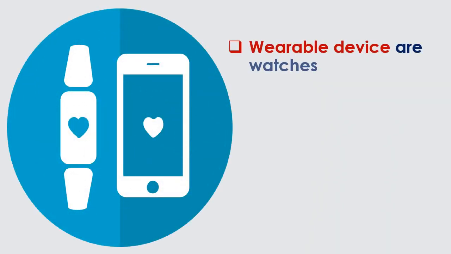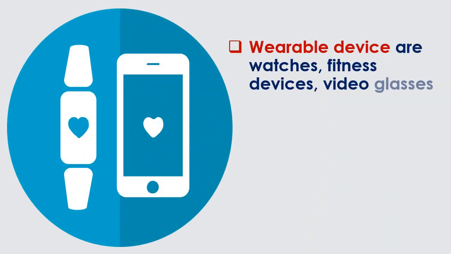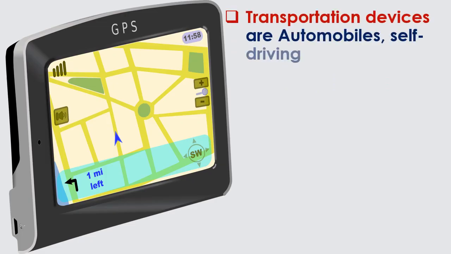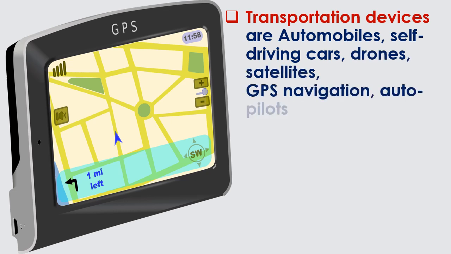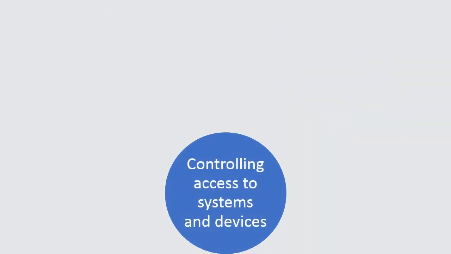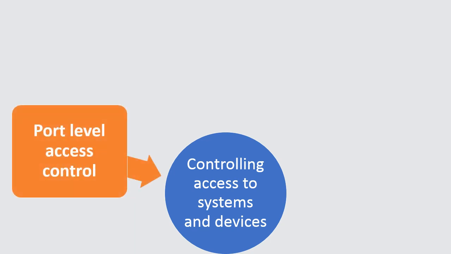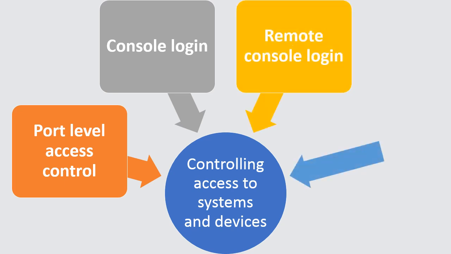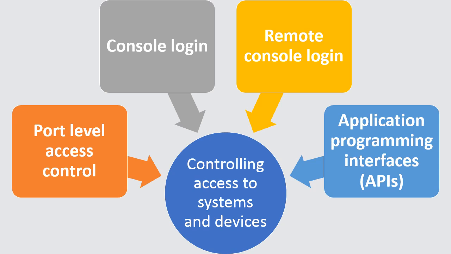Wearable devices are watches, fitness devices, and video glasses. Transportation devices are automobiles, self-driving cars, drones, satellites, GPS navigation, autopilots, air traffic control, and more. Controlling access to systems and devices uses port-level access control, console login, remote console login, and application programming interfaces, APIs.